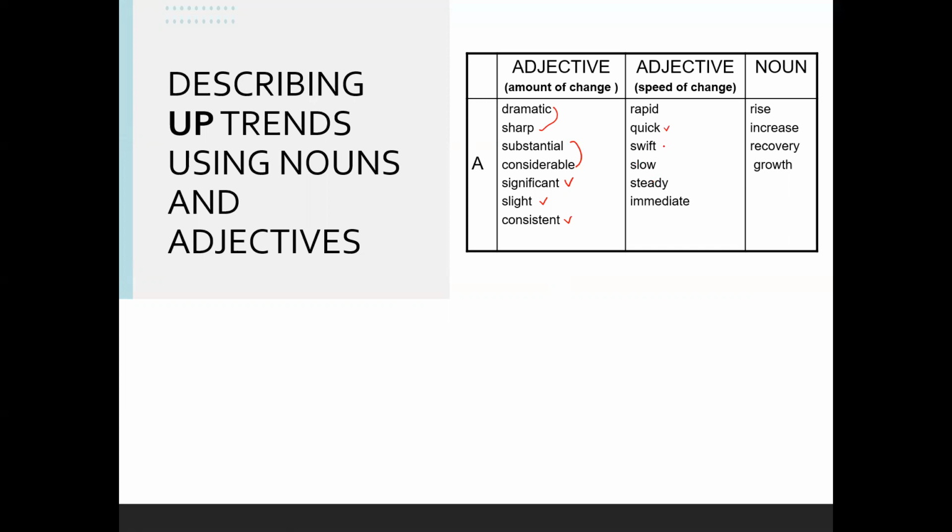Kalau swift, ini perubahan dari A ke B yang beda. For example, kalau kalian mengatakan es itu meleleh dalam jangka waktu 1 jam, so you can say a swift. Okay. And then the next one, you can have slow, berarti dia pelan. Kalau steady, itu berarti sama dengan konsisten.